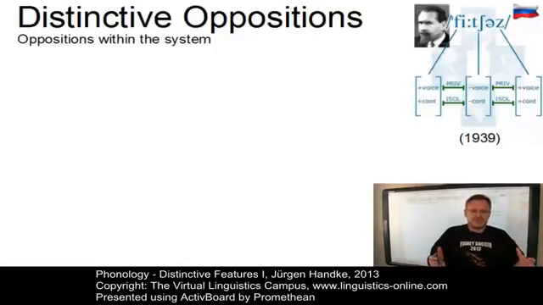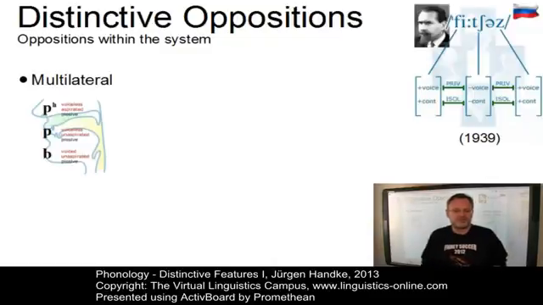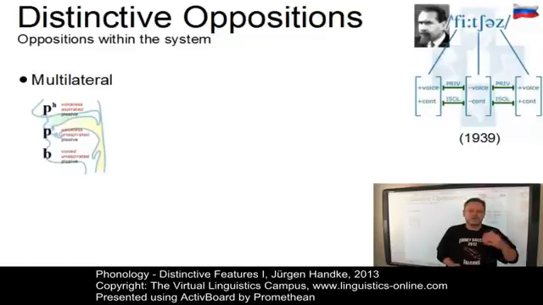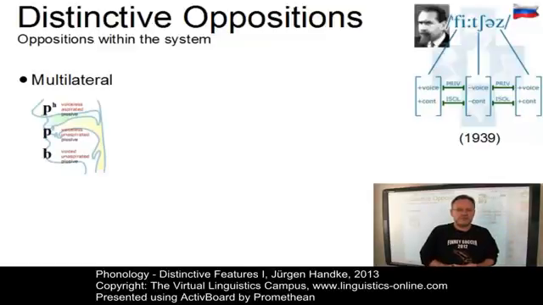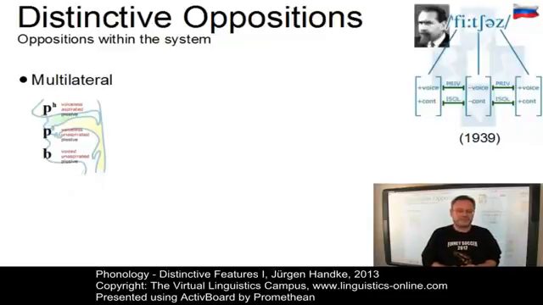Oppositions within the system can be defined according to Trubetskoy in three ways. Segments stand in multilateral opposition if there is more than one phonetic property that keeps them apart. For example, in languages like Korean, the system of plosives has always three members: voiced unaspirated plosives, voiceless unaspirated plosives, and voiceless aspirated plosives. There are two differentiating features: plus minus voice and plus minus aspiration, so a multilateral opposition.